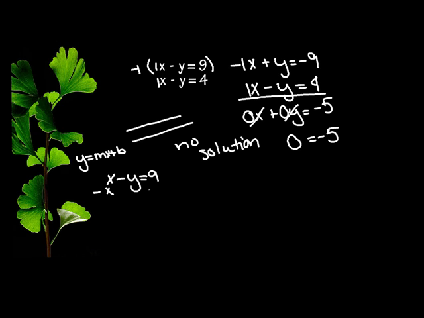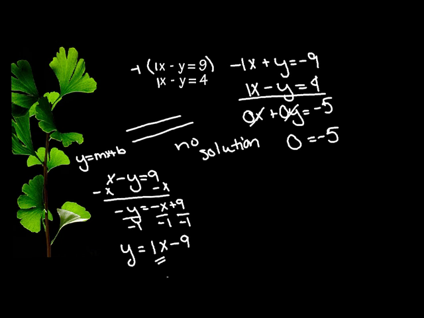So I'm going to subtract x. I'm going to get negative y equals negative x plus 9. Divide by negative 1. This is stuff we've already done. So y equals, now negative divided by negative is a positive, so I have 1x. 9 divided by negative 1 is minus 9. So the slope of that line is 1.